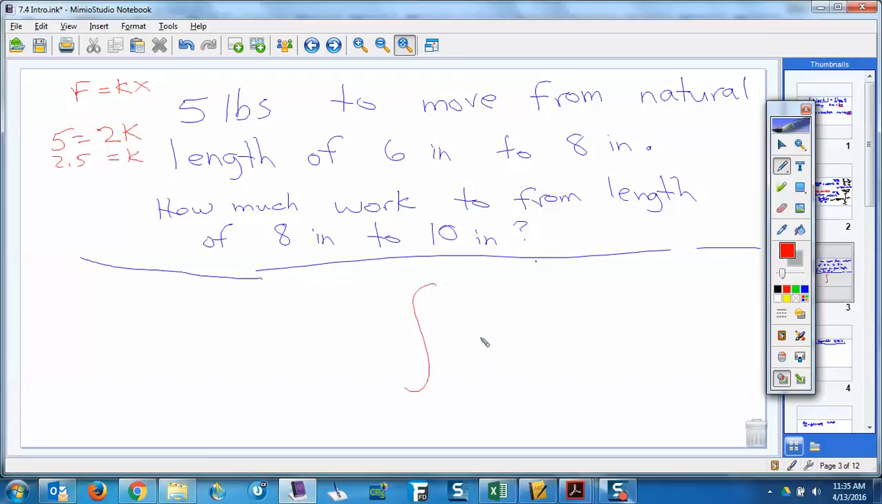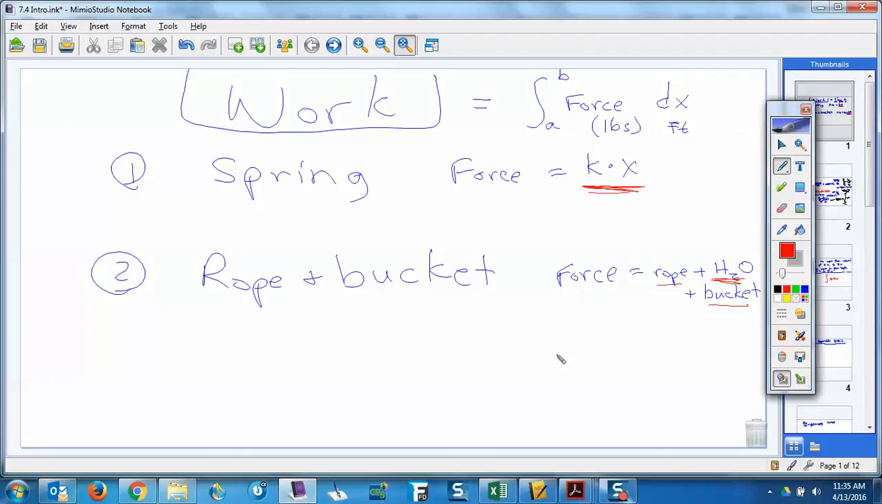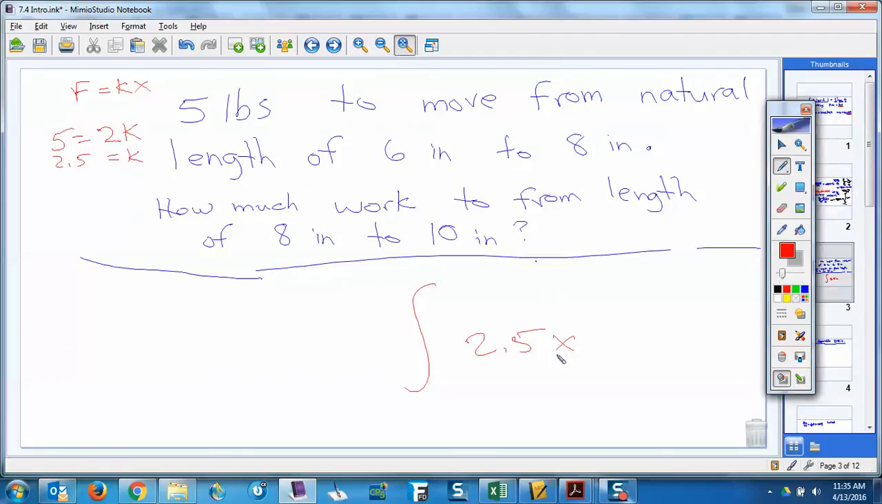So in my integral, I would put my force equation, k times x, so 2.5x. And now we're going to move it from 8 to 10. Well, this is 0, the natural length, so that'd be 2 to 4.